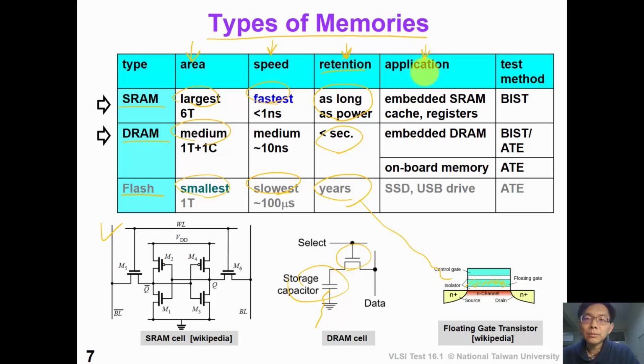In terms of application, because SRAM is very fast, it is embedded as cache or register. They can be tested using on-chip based methods. For DRAM, they can be either embedded on chip or packaged on different modules. For embedded DRAM, they can be tested using BIST or an external tester. For commodity DRAM modules, they are typically tested by the tester.